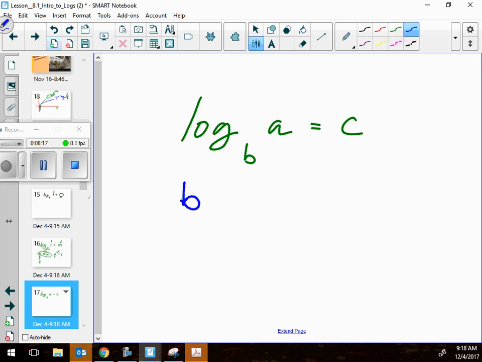Here's the rules. B must be greater than 0. And there's one more thing you probably wouldn't expect, and that's that B cannot equal 1. Why can't you have a base of 1? Well, I want you to think about that for a second. Log base 1 of 4, solve it for me once. If I use a base of 1, just see what happens.